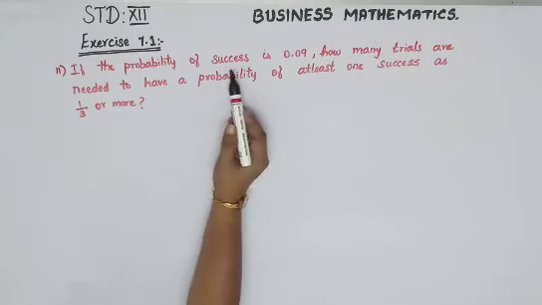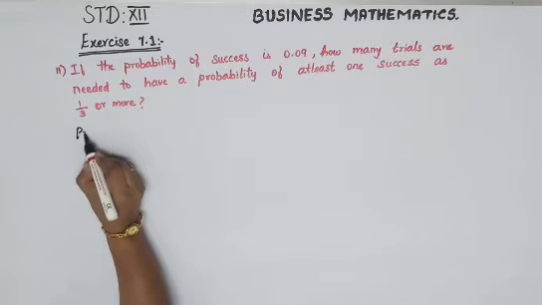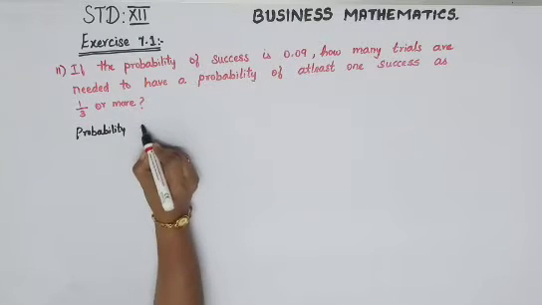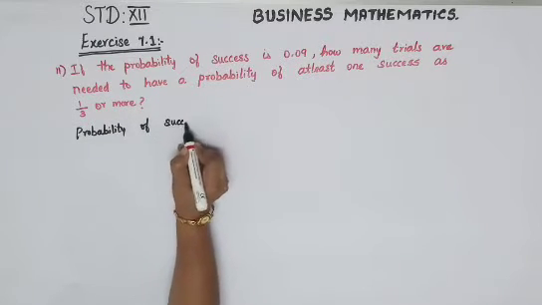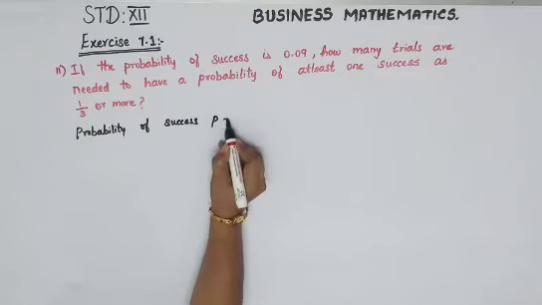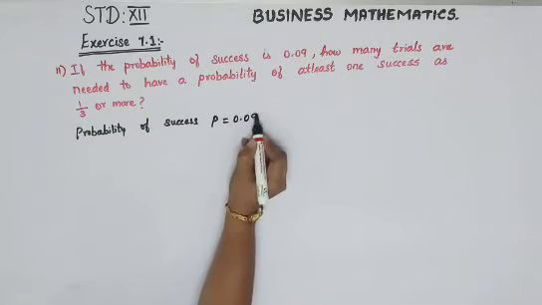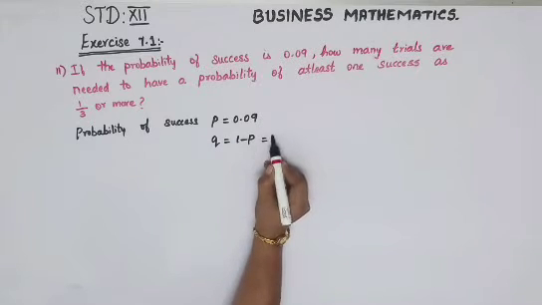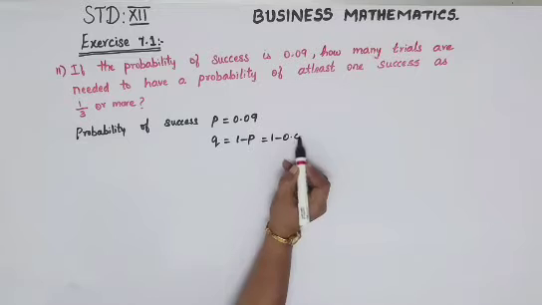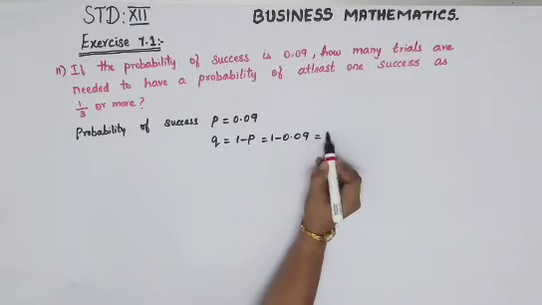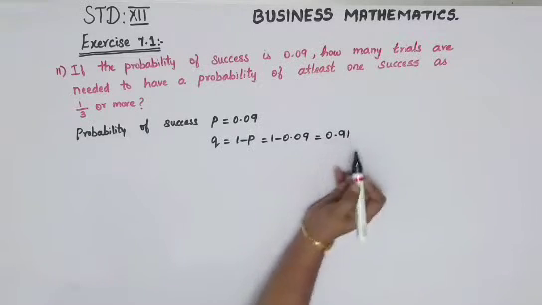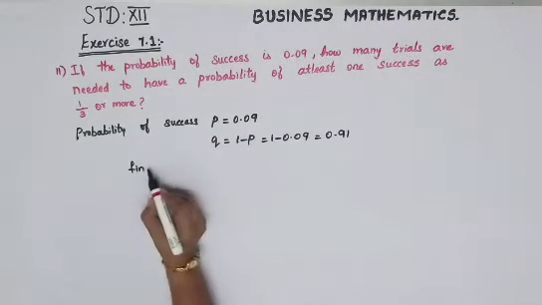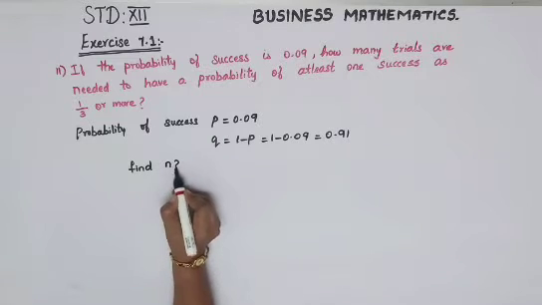Okay, so success is given, so we'll just write it as probability of success, that is P is equal to 0.09. Q is equal to 1 minus P, that is equal to 1 minus 0.09, which is equal to 0.91. Now you'll have to find n only. They are asking you how many trials. So find n, this is your question.